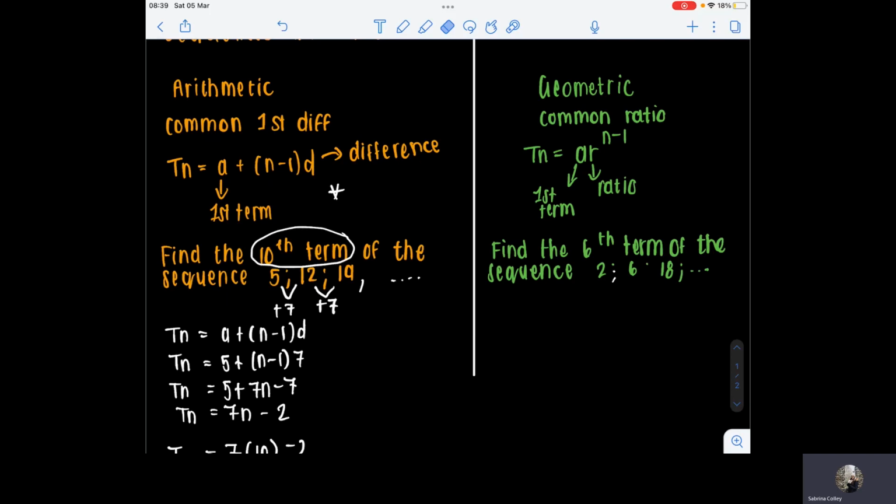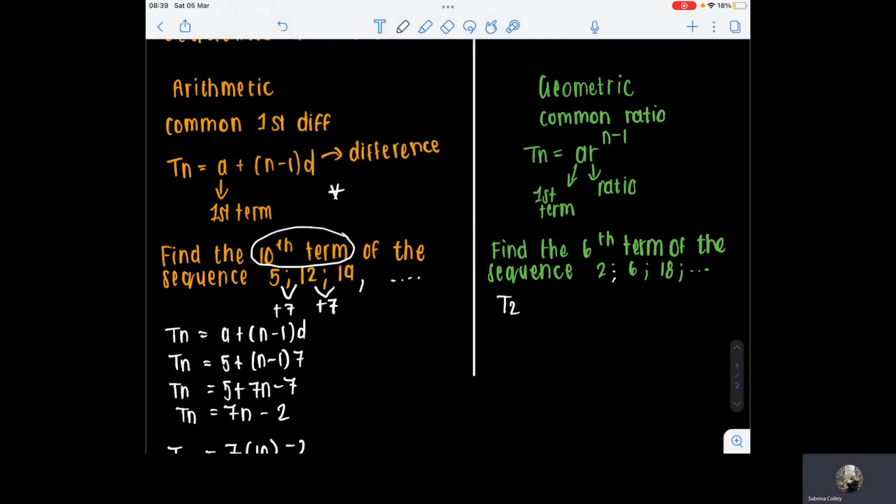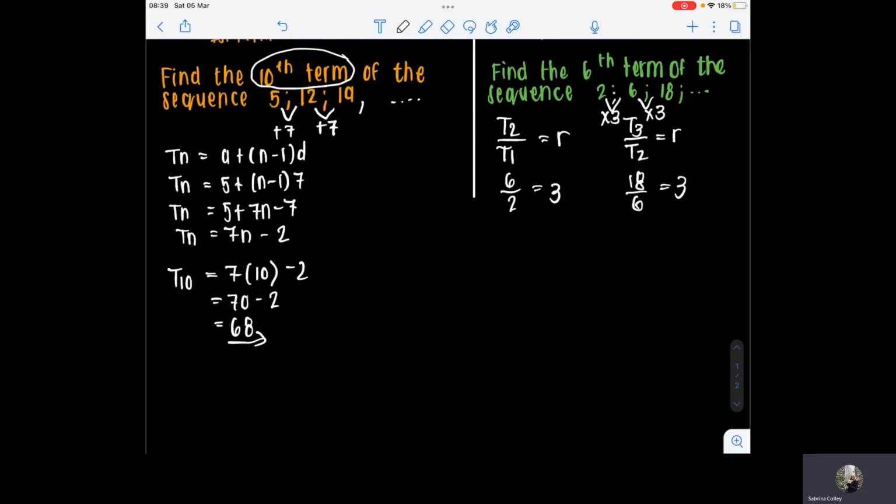Remember, to find the ratio, we have to divide the terms. So we go term 2 divided by term 1, and that's going to give us our ratio. So 6 divided by 2 gives me 3. Let me just check with the next one: term 3 divided by term 2 is 18 divided by 6, which is also 3. So every single time I multiplied by 3, which means there's a common ratio.